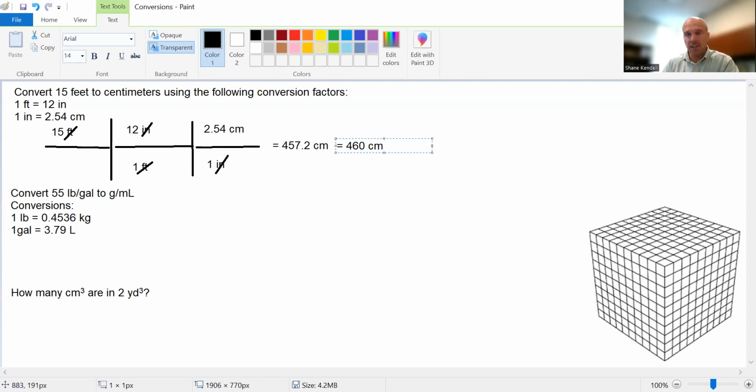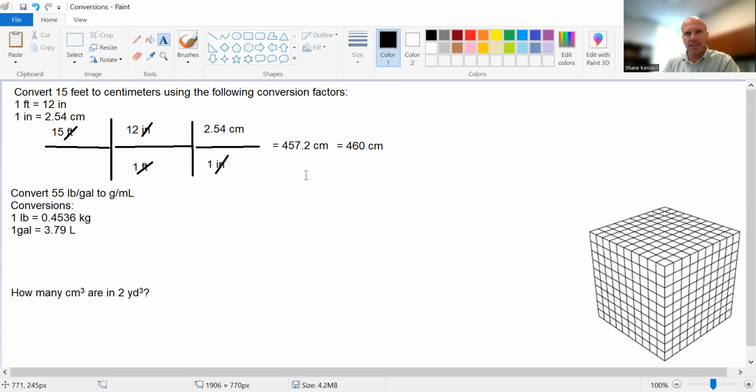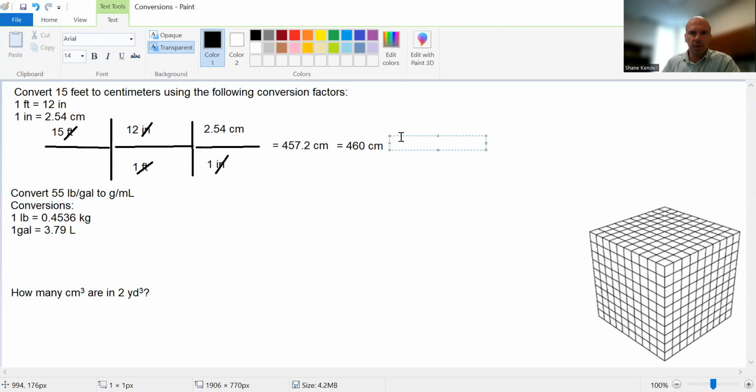So 460 centimeters would certainly be okay. That's 2 sig figs. If we had the decimal point there, that would make it 3. So if it was 460 with the decimal point there, that would make it 3 significant figures. But as it is like this, that's 2 significant figures. And of course, the other way to do it would be to use what we call scientific notation.